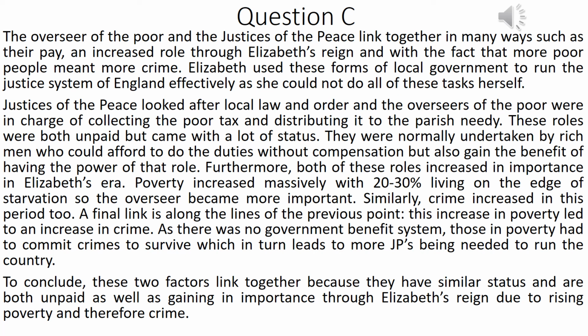A final link is along the lines of the previous point. This increase in poverty led to an increase in crime. As there was no government benefit system, those in poverty had to commit crimes to survive, which in turn leads to more JPs being needed to run the country. To conclude, these two factors link together because they have similar status and are both unpaid, as well as gaining in importance through Elizabeth's reign due to rising poverty and therefore crime.